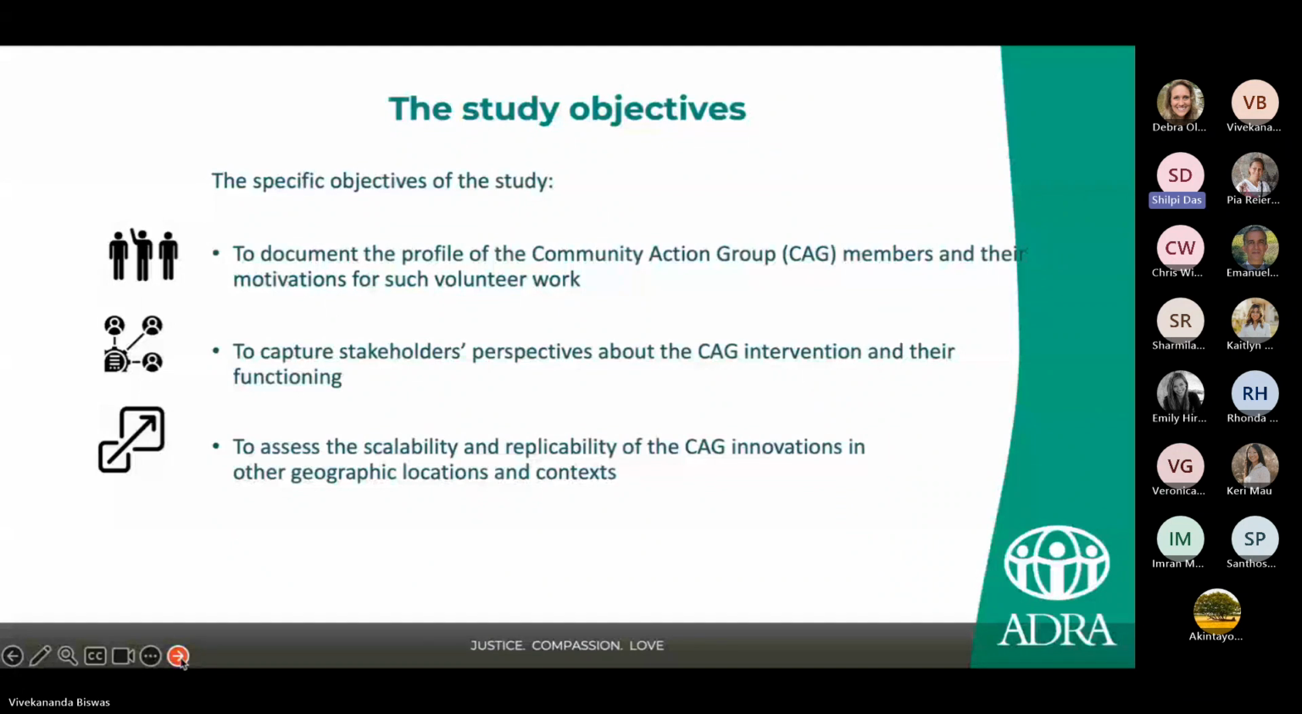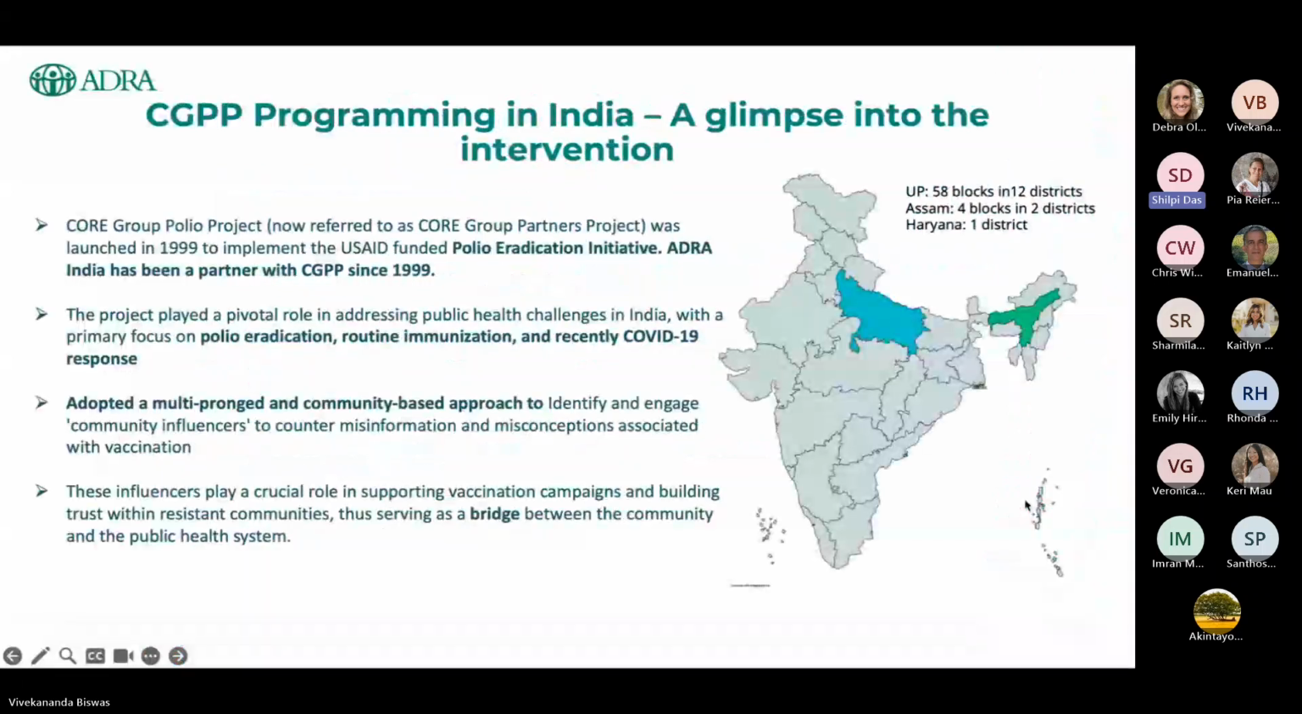The project implemented through various partners employed a community-centric strategy. Yeah, it is visible now. Thank you, Vivek. So the project implemented through various partners basically employed a community-centric strategy with a focus on enhancing local capacity. And it adopted a multi-pronged and community-based approach to identify and engage community influencers to counter misinformation and misconception associated with the vaccination.